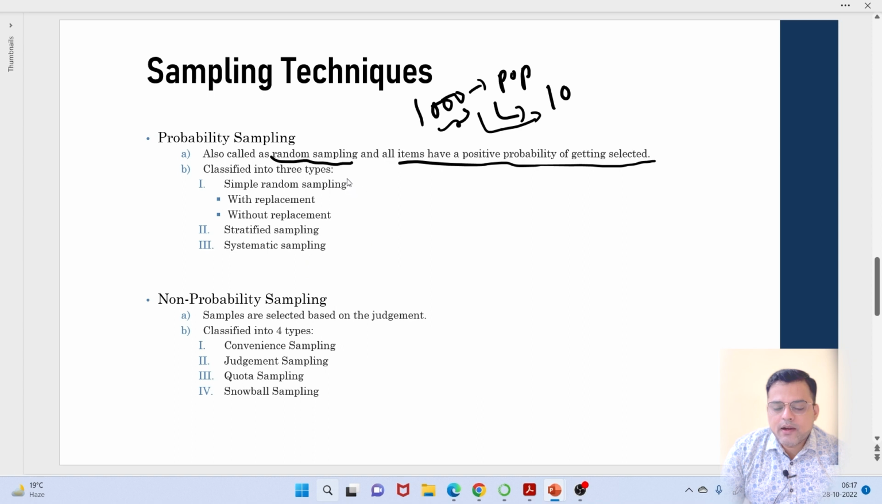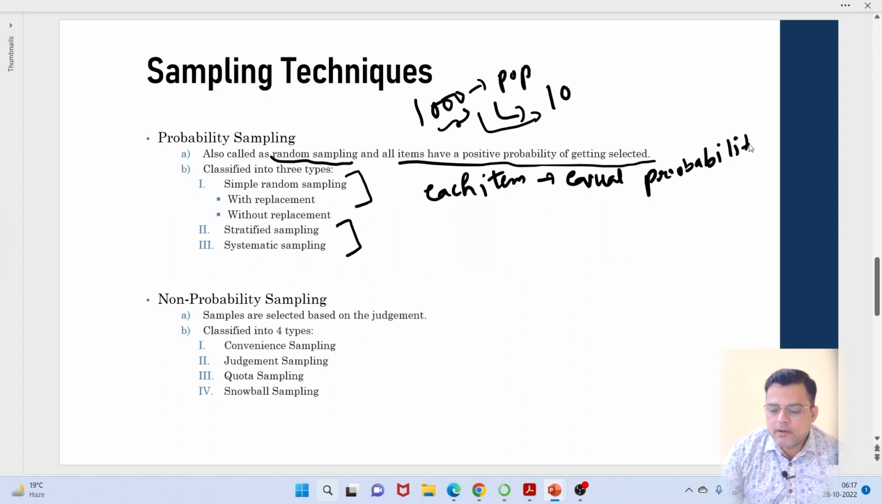They are classified into three types. One is simple random sampling, one is stratified sampling, and then we have systematic sampling. So we'll talk about what simple random sampling is. In simple random sampling, each item in the sample has an equal probability. This point is very important. Each item has an equal probability of being included in the sample. And there are two types: one is with replacement, another is without replacement. So we'll see an example.